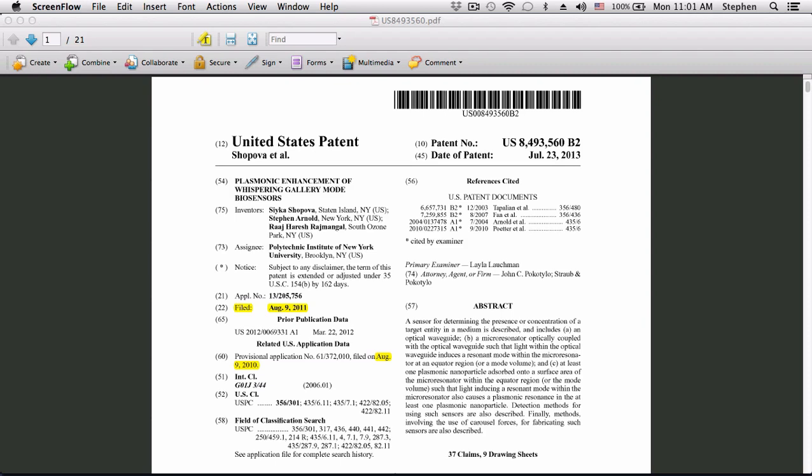at then the Polytechnic Institute of New York, now known as the NYU-Tandon School of Engineering. The document originated as a provisional application in August of 2010, long before any publications were associated with this phenomenon. So what is the phenomenon?